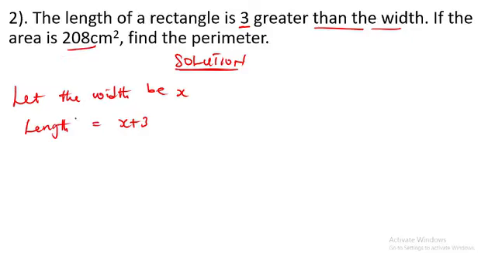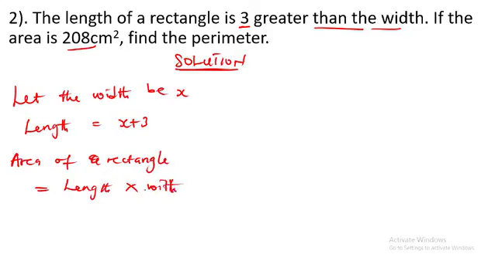And then we are told that the area of the rectangle is what? 208 centimeter square. And remember that area of a rectangle is equal to length times width. Length times what? Width. And the length here is what? x plus 3, and the width is what? x. So x plus 3 times x is equal to 208. x times x will give us x squared. 3 times x will give us what? 3x, to be equal to 208.